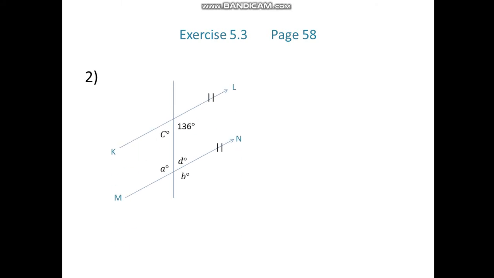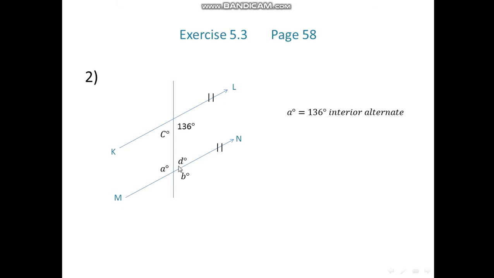The second question. In the diagram, KL and MN are parallel, and this is the symbol of parallelism. Find the size of the angles marked A, B, C, and D. We have to find A, B, C, and D. And he gave me only one angle, 136, but he told me these are parallel. That means I can make use of the reasons I learned, the 8 reasons. Let me see what I have here.